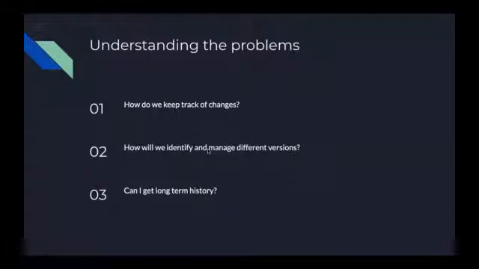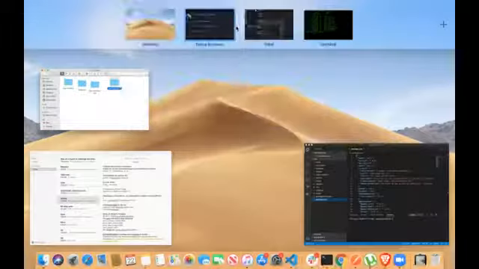So then how will you identify and manage different versions of this software? And then number three, can I get a long-term history? Like maybe you worked on something 10 years ago, 5 years ago, and then how can you actually check the history of people that have been working on it with you and all those stuff? Let me show you an example here.